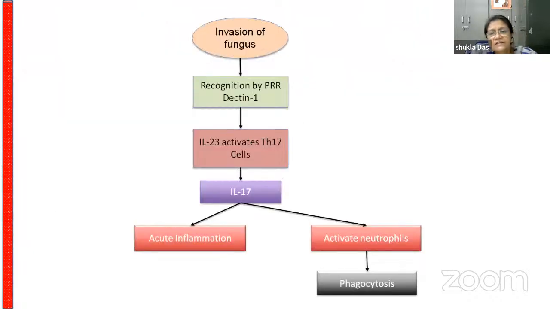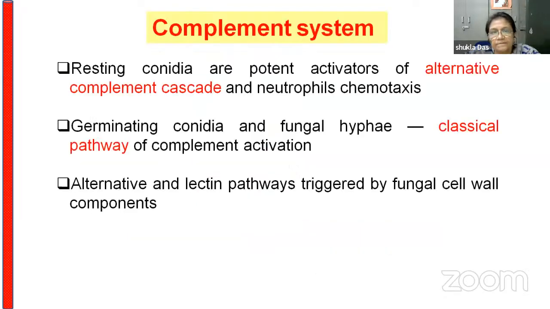And this is one of the slides telling you that once it is recognized by the PRR, this is the second arm, invasion of the fungus, PRR, a cytokine, suppose it is interleukin 23. IL-23 is a signature molecule for TH17. So TH17 gets activated, IL-17 will be released. They will lead to acute inflammation and recruitment of more neutrophils towards the site of infection.